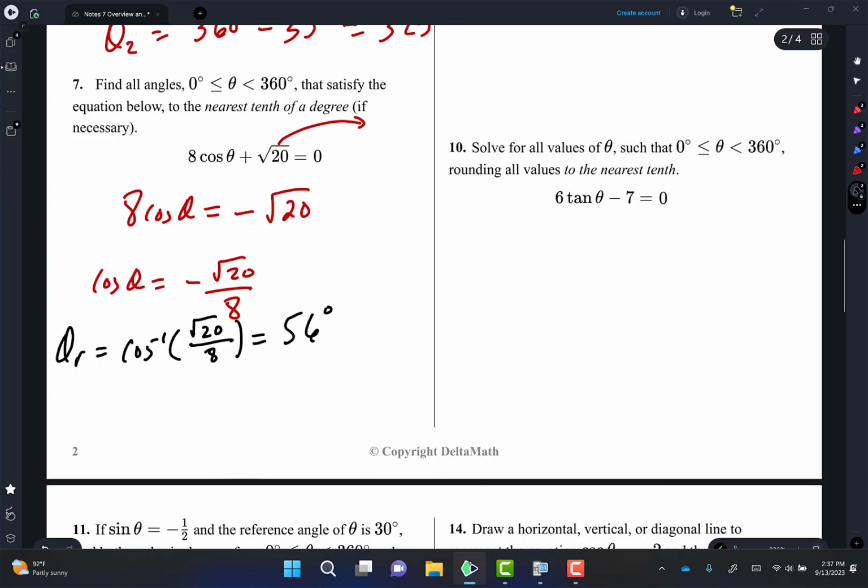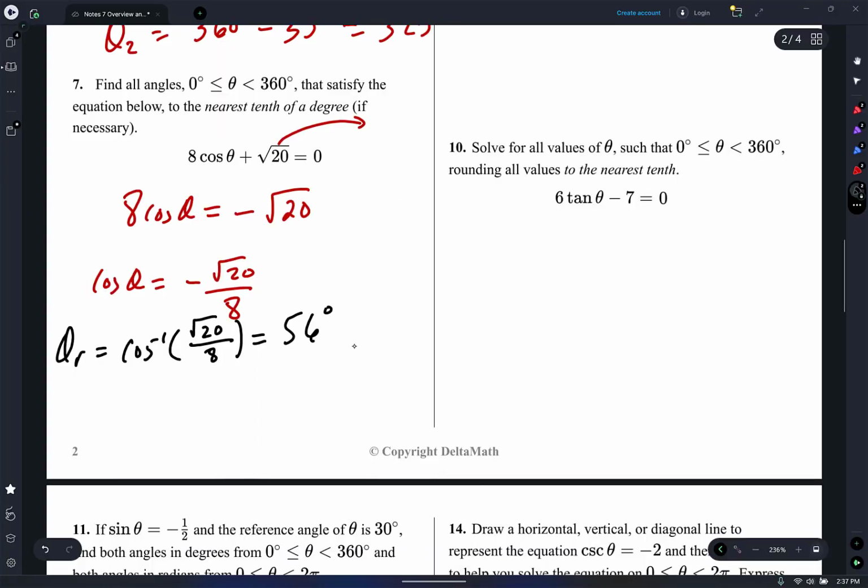Here's what you do with that 56. What do I do next? Where is cosine negative? What two quadrants is cosine negative? Remember that cosine's an x value. First and fourth? No, first and fourth are both positive. Yeah, 2 and 3. I'll write it here.